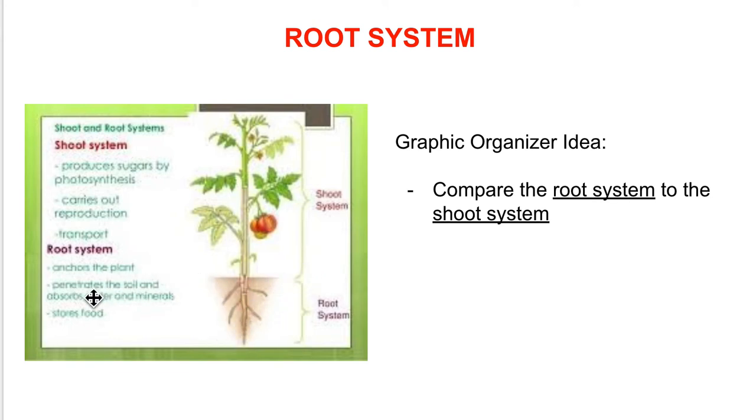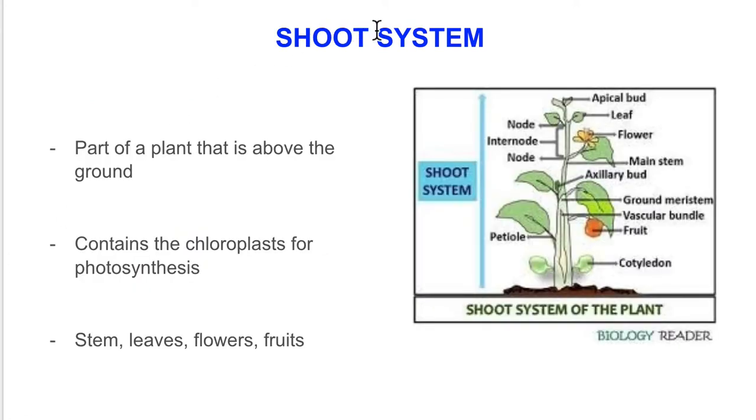And then the next word is called the shoot system. So root system is below the ground and the shoot system is everything above the ground. So shoot system is everything above the ground in plants. So it's the stem, it's the leaves, it's the flowers, and it's the fruit. Those are the main things that we're concerned about.